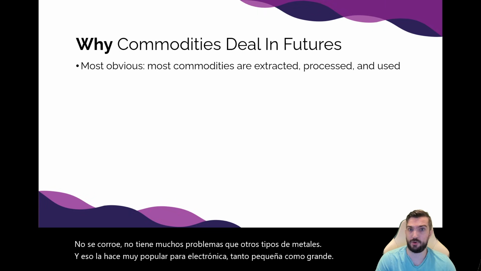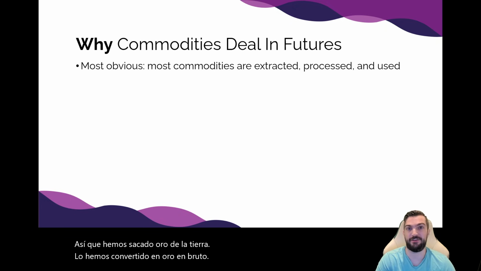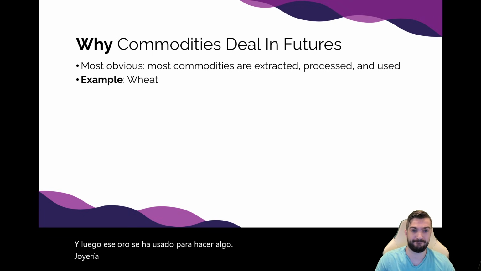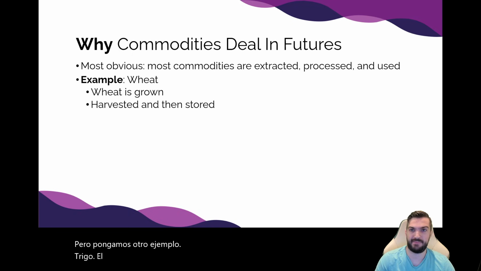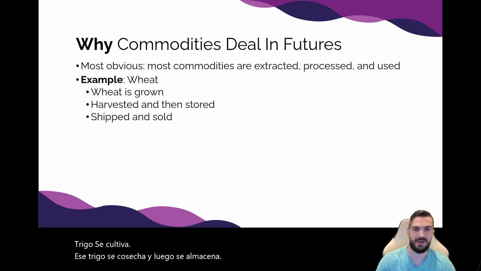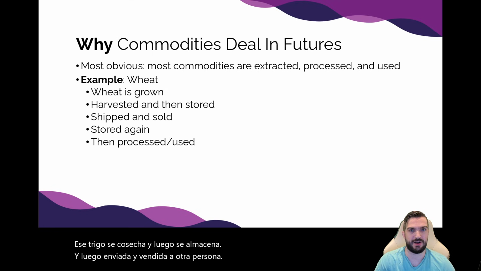So we've taken gold out of the ground, we've turned it into raw gold, and then that gold has been used to make something, jewelry or electronic parts. But let's do another example. Wheat. Wheat is grown, that wheat is harvested and then stored, and then shipped and sold to someone else, stored again before it is finally processed and used.